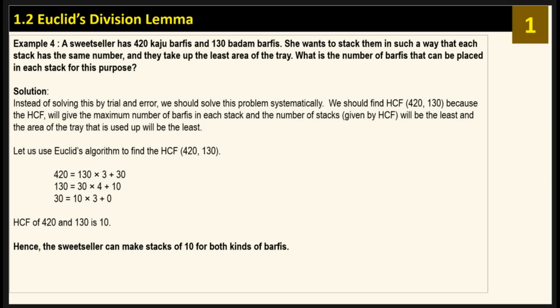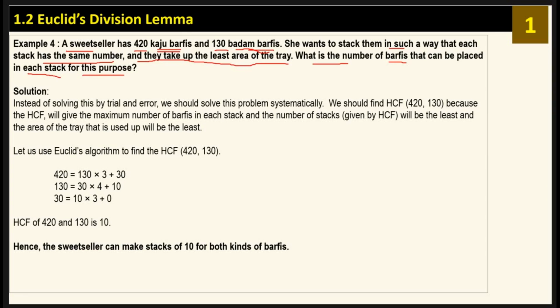Example 4 is from the textbook. It states, a sweet seller has 420 kaju barfis, which is a kind of sweet, and she also has 130 badam barfis, a different kind of sweet. She wants to stack them in such a way that each stack has the same number and they take up the least area of the tray. So we have to find the number of barfis, that is sweets, that can be placed in each stack for this purpose.